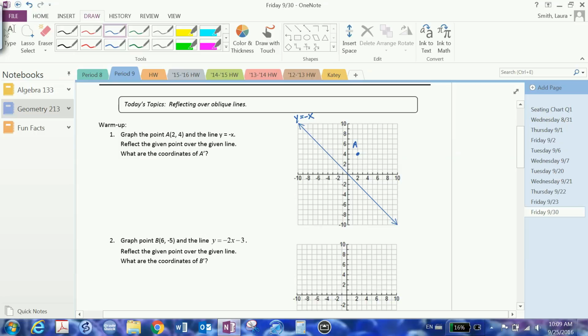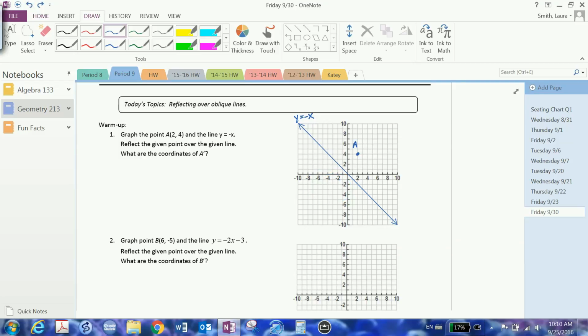Did you remember how to graph y equals negative x? It has a y-intercept of 0 and a slope of negative 1. Okay, so we want to reflect this point over that line. I have an idea. I think it should go somewhere over here, right? Remember a couple of things about our reflections: it has to be on the other side of the line, and it has to be the same distance from the line. And when I say distance from the line, I mean perpendicular distance.